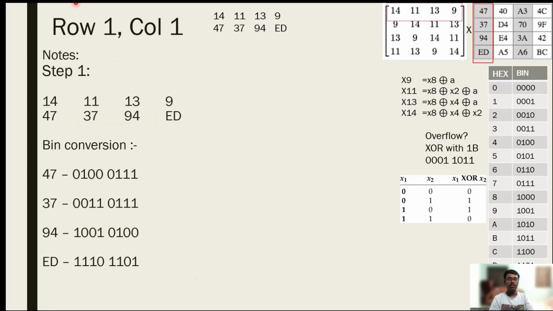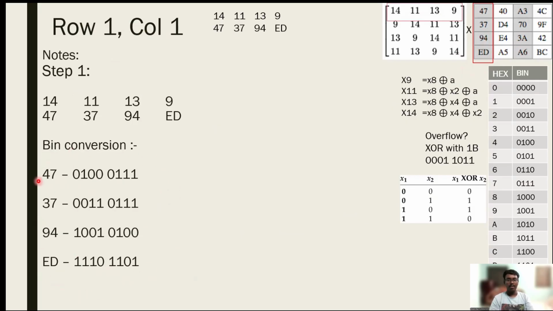So let's see how we are going to do row 1 and column 1. As I said, the first step is that we take the rows and this column as I highlighted. The basic thing we do here is the binary conversion. As a first thing, we do the binary conversion of 47, 37, 94, and ED. If you do the binary conversion, you will get this.